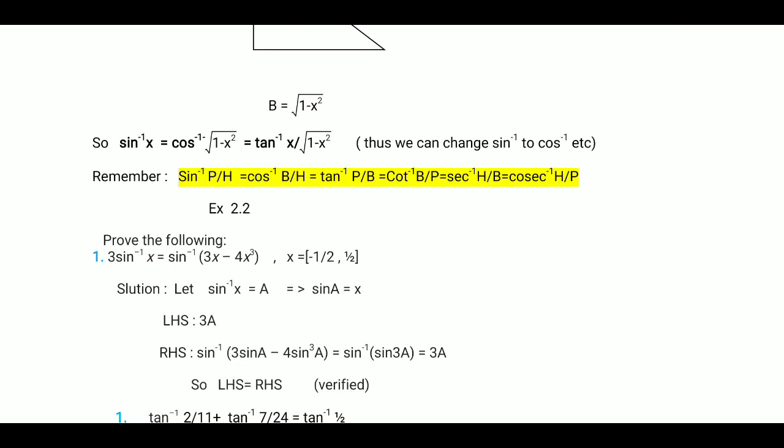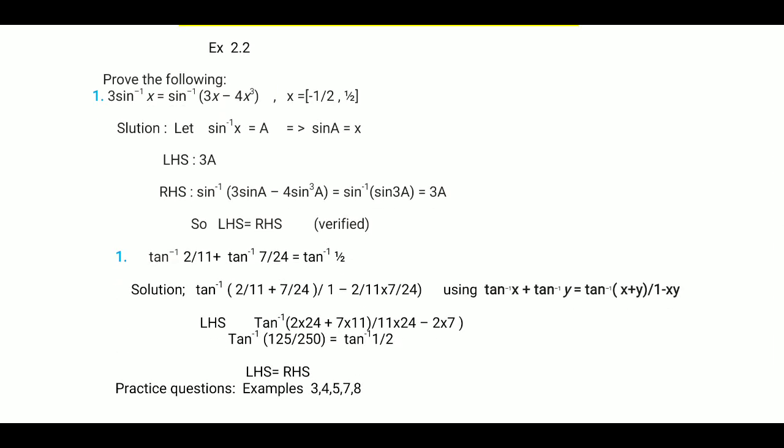Now I am taking a small example from your exercise, that is, how will you prove the question 3 sin inverse x is equal to sin inverse 3x minus 4x cube, and the domain is given in which this function is defined. x is taken from the closed interval minus half to half. So how will you solve? Solution is this: let sin inverse x is equal to a. That means sin a is equal to x.